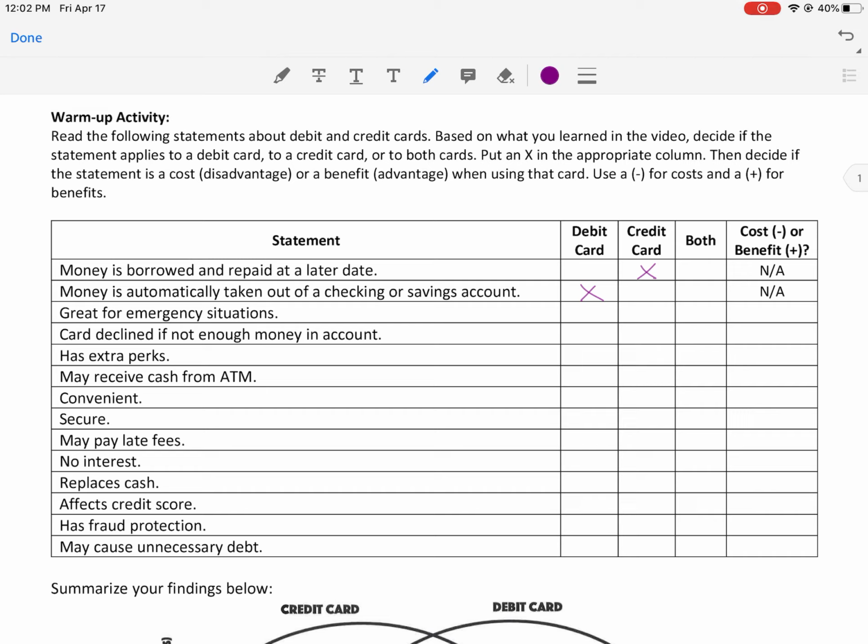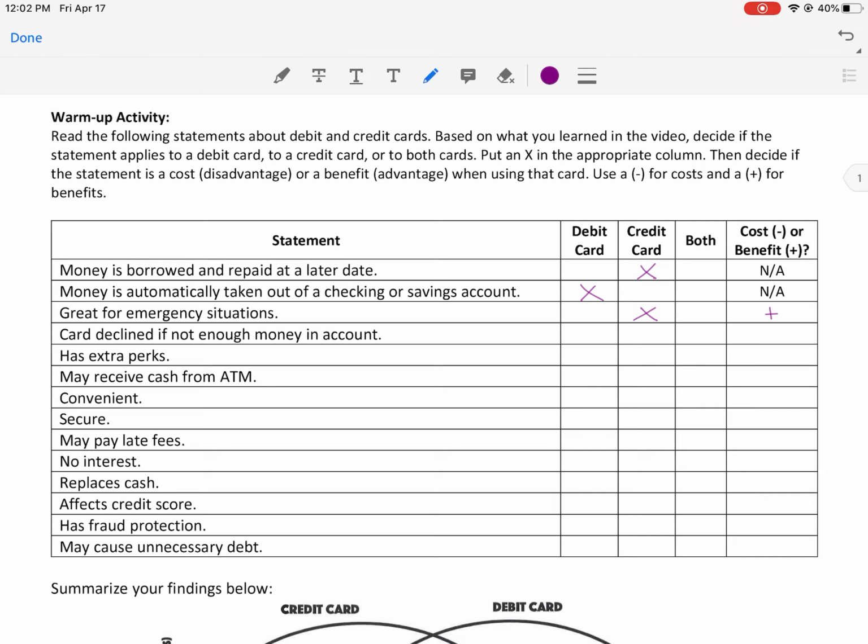So that's the big difference between credit and debit. Credit, you're borrowing. Debit, you have the money, and it's literally being taken out. Great for emergency situations, they're talking about a credit card here. And in general, I'd say that's a good thing, right? If your car all of a sudden broke today and you needed it repaired, you could just go get it repaired and put it on the credit card and then worry about it later. Obviously, there are some downsides to that too, right? You're spending money that you don't have.